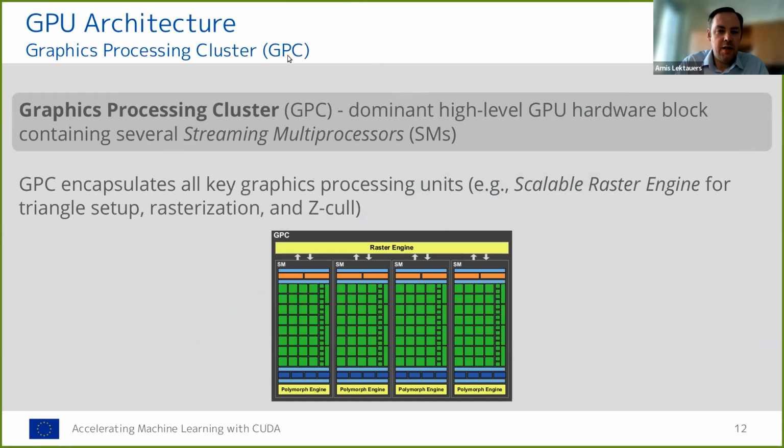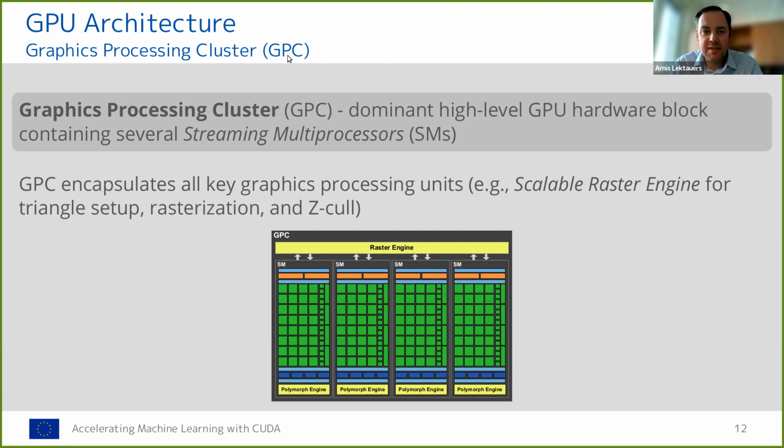Now I will shortly give an overview of GPU architecture, looking at the basic blocks of which any CUDA supported GPU consists. I will start with the graphics processing cluster. A GPU consists of several graphics processing clusters, and a GPC is a higher level GPU hardware block containing several subblocks, named streaming multiprocessors or SMs.